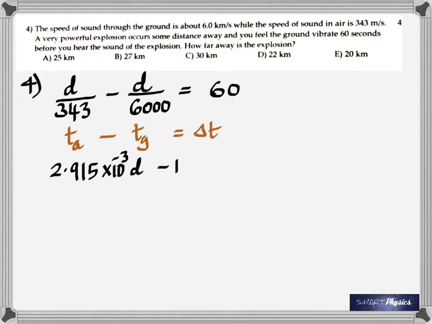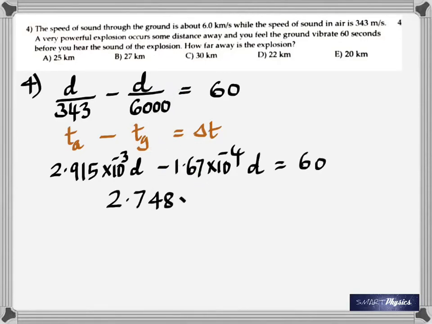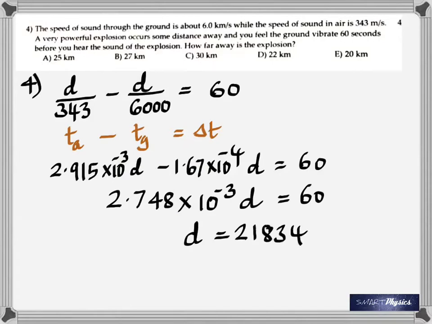And when you do 1 divided by 343, you get this number, and 1 divided by 6,000 is the small number. So this is just math. Now d is common, so take the difference between these two terms. You get that. That's equal to 60, and therefore d is 60 divided by this number, which gives you 21,834 meters, which is 21.83 kilometers.